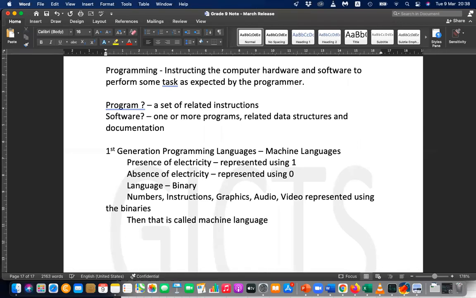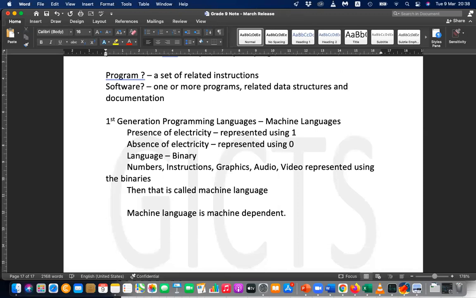Okay, so can you tell me how to give instruction to a washing machine, and how to give instruction to a blender, and how to give instruction to a bulb? Is it same or different? Different, sir. So machine language is machine dependent. Machine to machine, giving instruction is different. Everything is represented using this presence and absence of the electricity, binaries, and it is machine dependent.